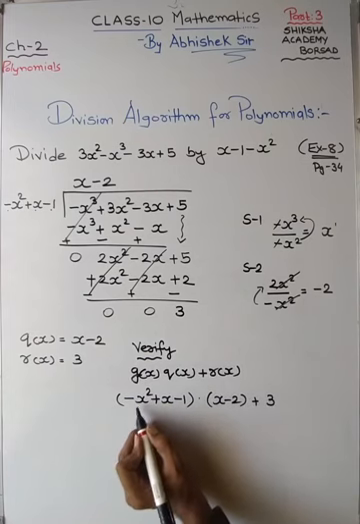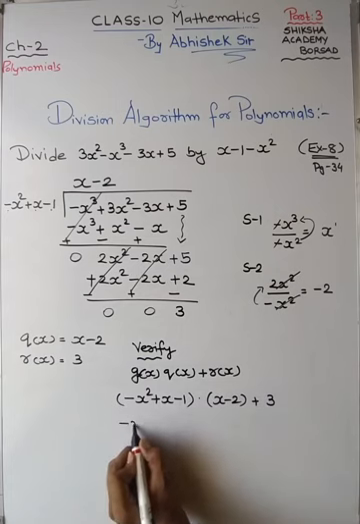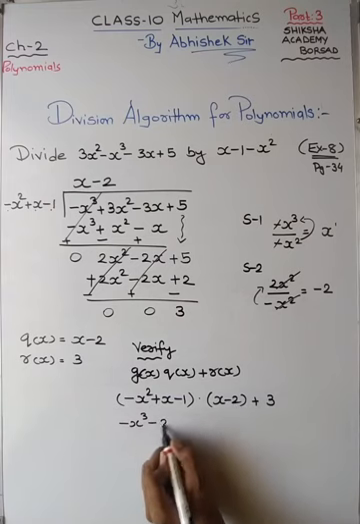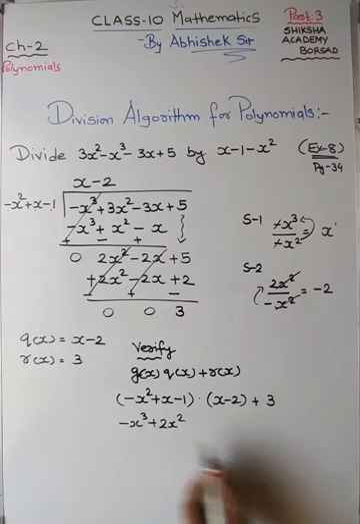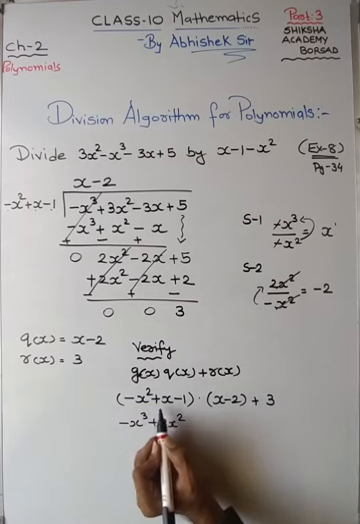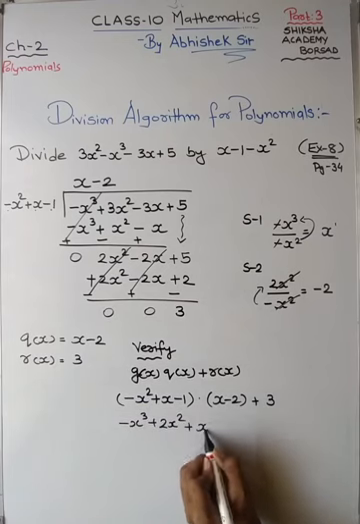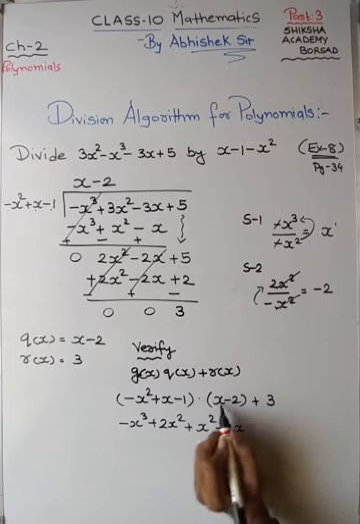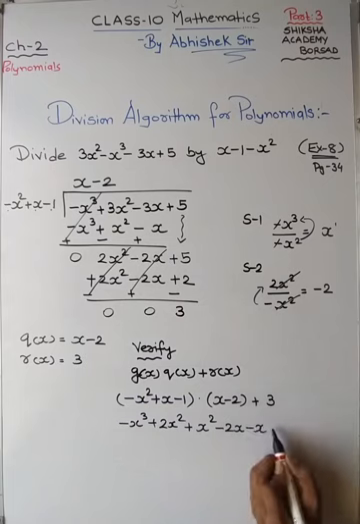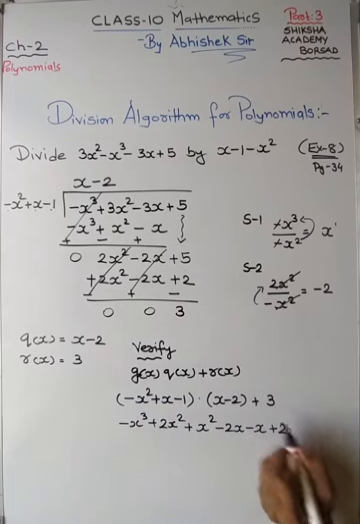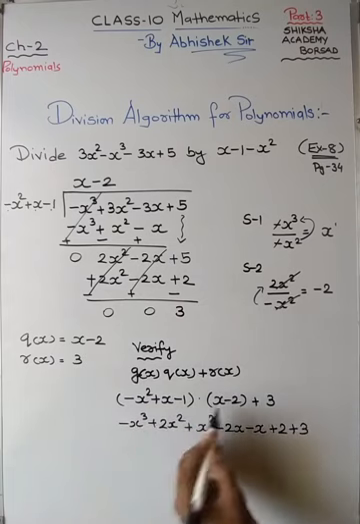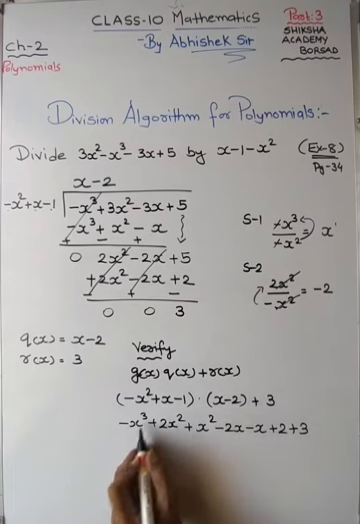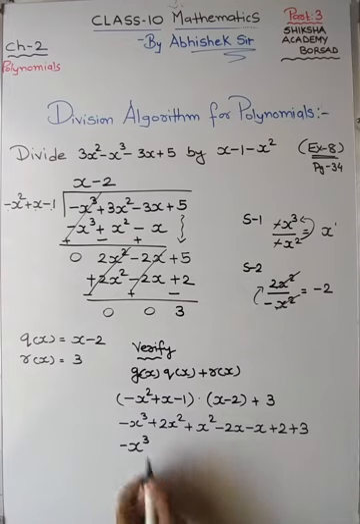Now let us multiply it. Minus x square into x, minus x cube; minus x square into minus 2, minus minus will become plus 2x square. Now x into x, that is x square, and x into minus 2 is minus 2x. Minus 1 into x is minus x, and minus 1 into minus 2 is plus 2. Plus 3 we are repeating. So what I have done is the multiplication of these two brackets. Is there any term other than minus x cube? No. So minus x cube will be there.